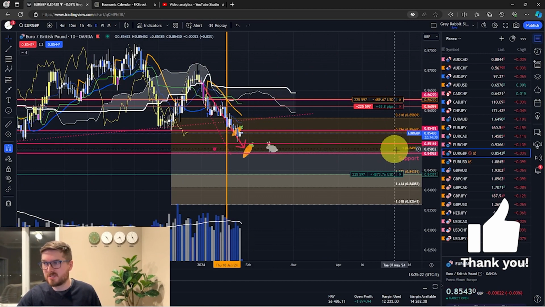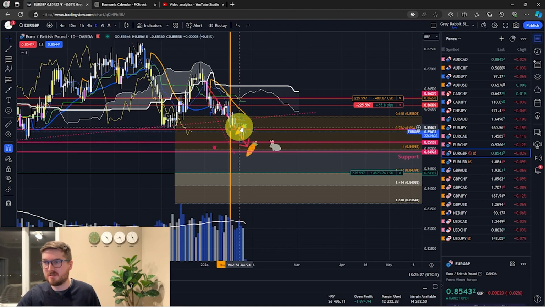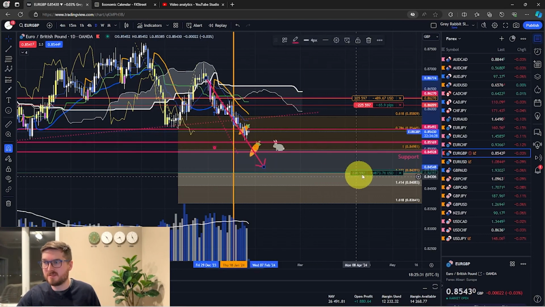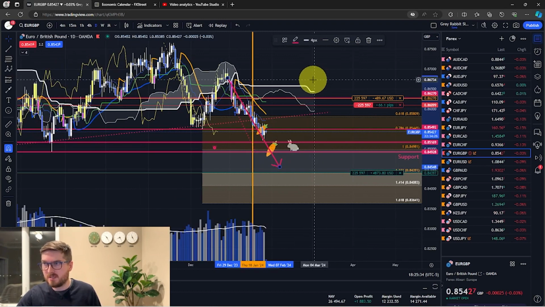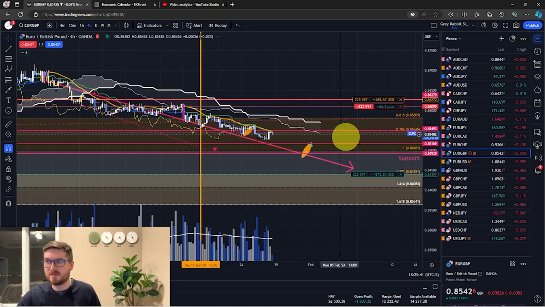And my first target is going to be at the 1 Fibonacci extension level down here. So we reached this target last week, and now I'm expecting price to keep continuing, ultimately down to this level here. And so I'm going to be holding this position. I will update you guys if anything changes, but overall I'm bearish on this pair.